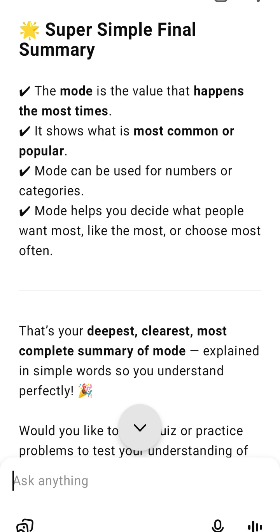Would you like to try a quiz or practice problems to test your understanding of mode?